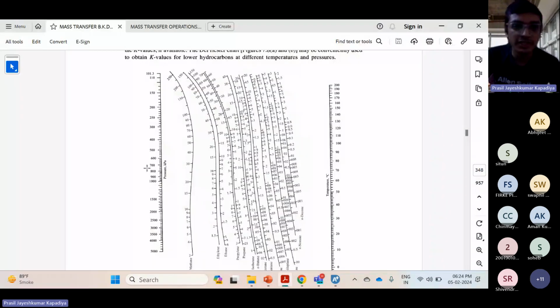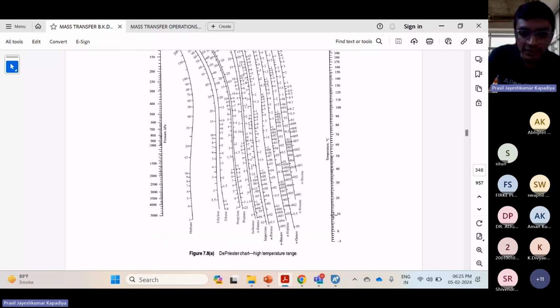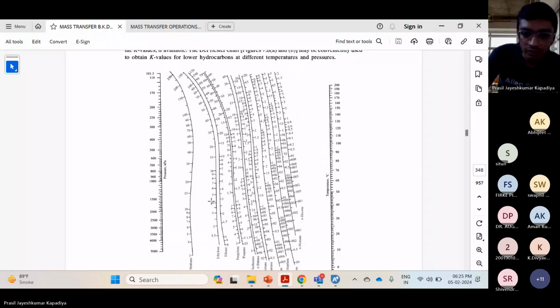So this is the Dew point chart. Everyone can see, right? Yes, sir. So you have pressure, you have temperature, and this chart is available for some hydrocarbons. So you can estimate temperature.